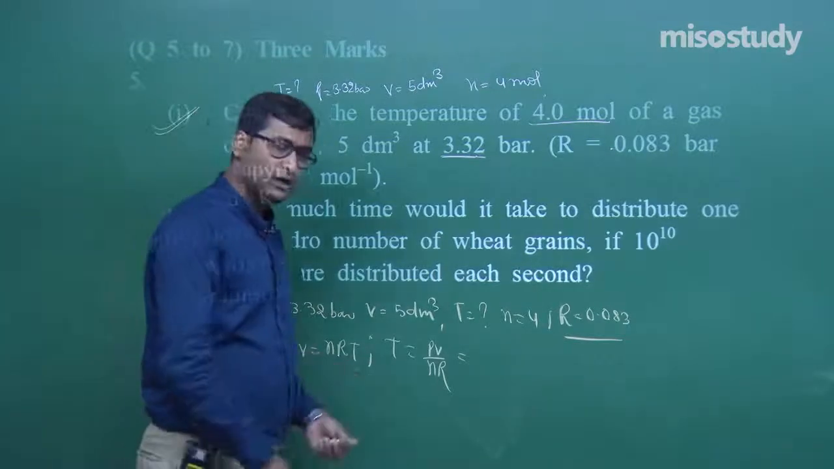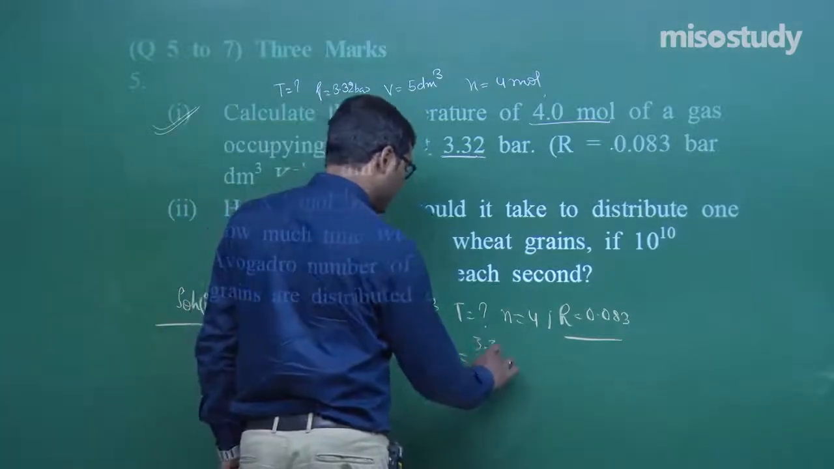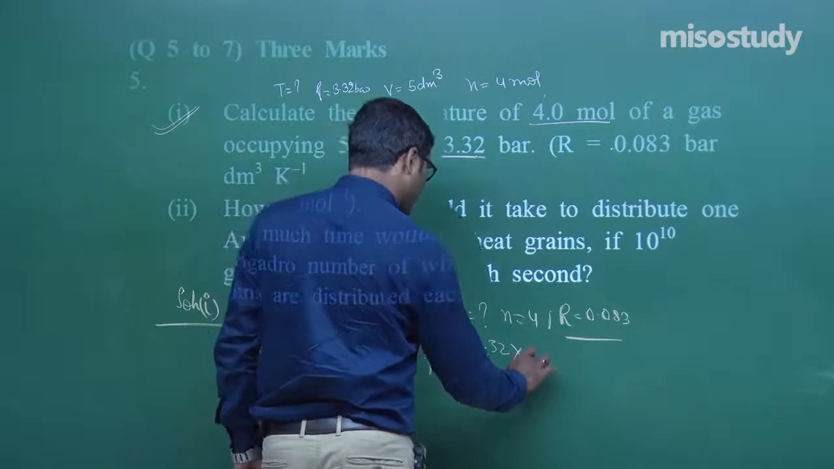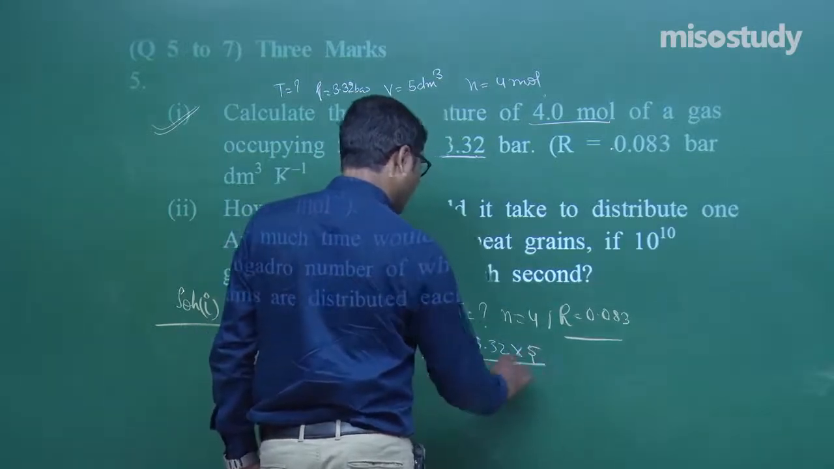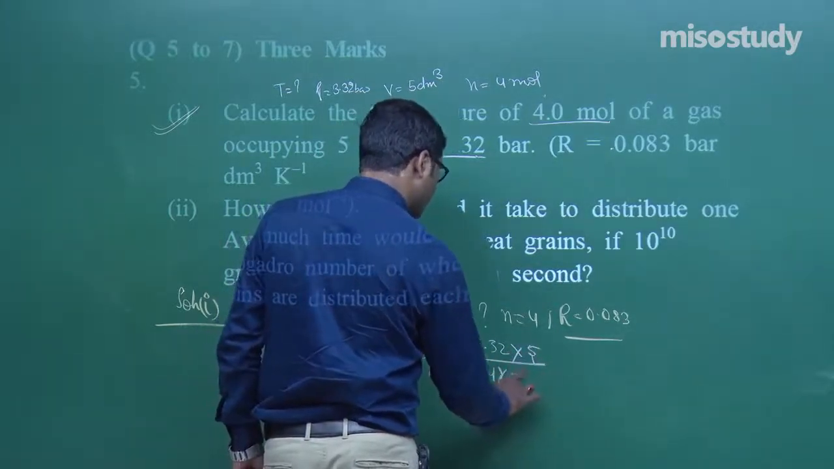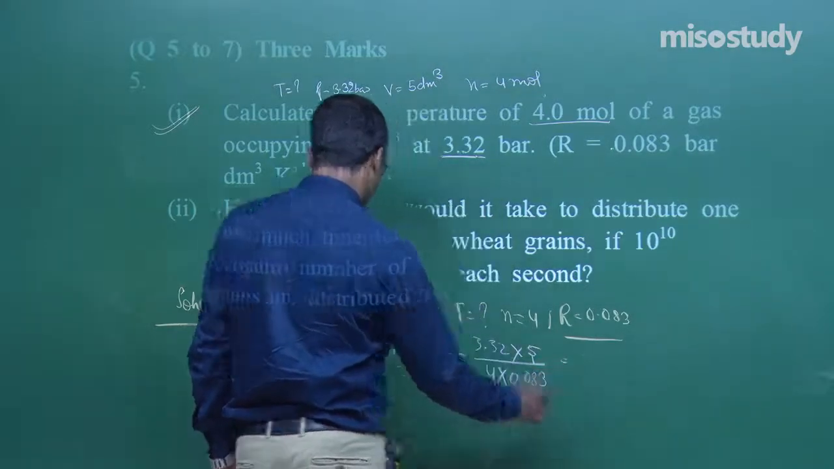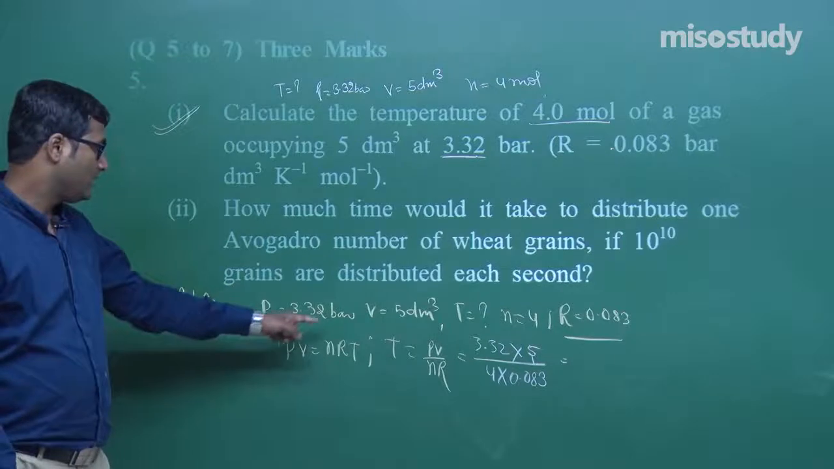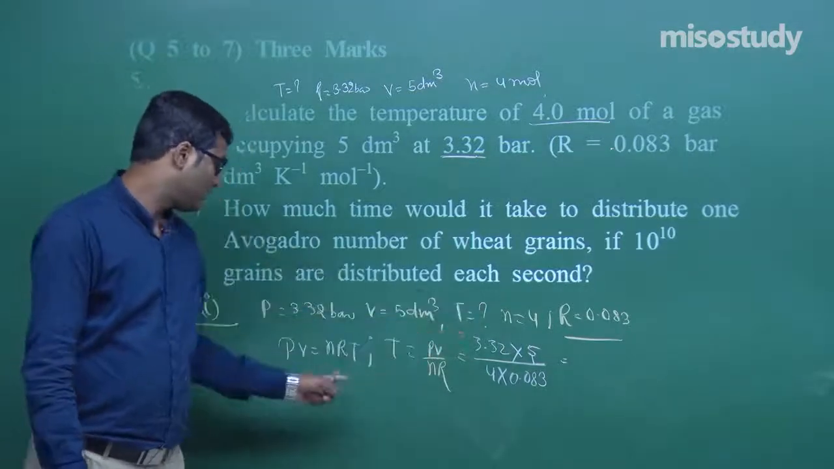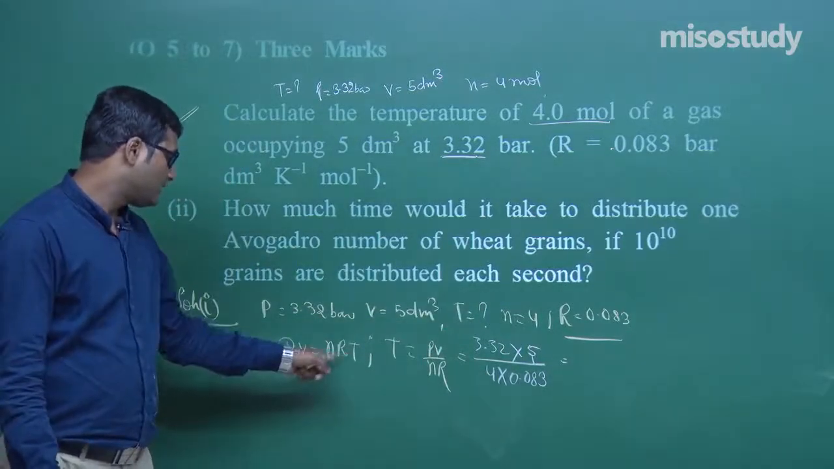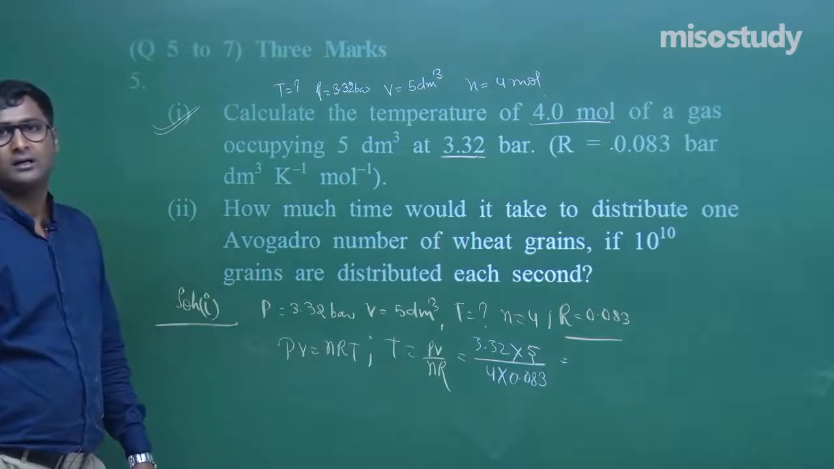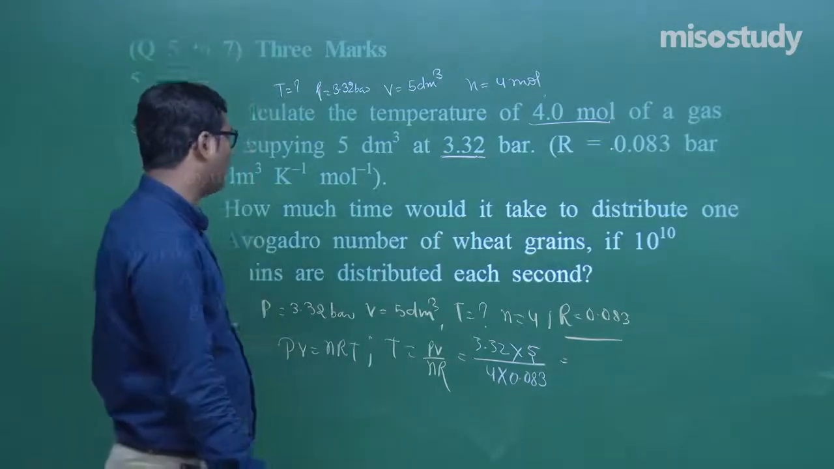What is P here? 3.32. So put the value 3.32. What is V here? 5. What is n here, my friend? 4. What is R? 0.083. After solving, you get the value of T. P, V, T, n. PV is equal to nRT. T is equal to PV upon nR. Am I right? Yes, sir, you are absolutely right.